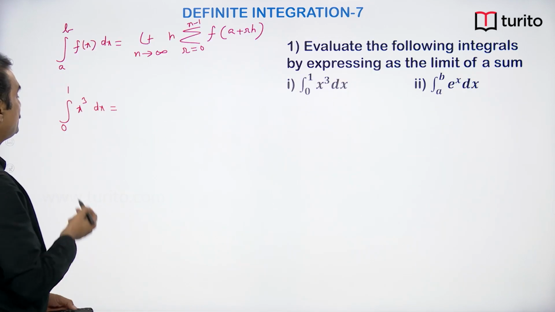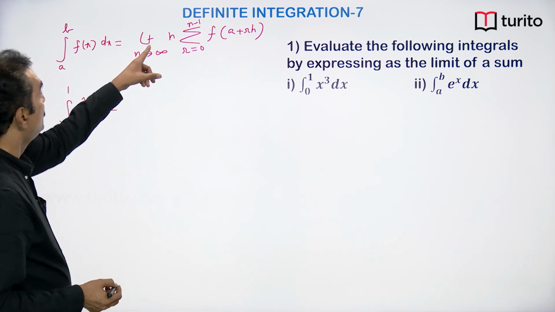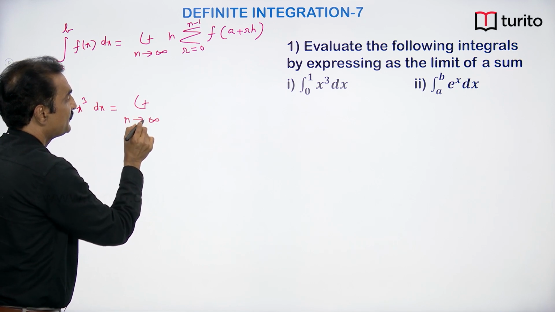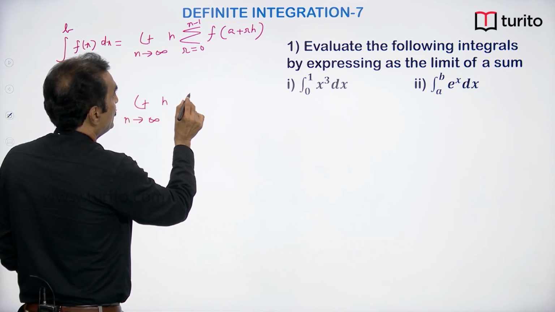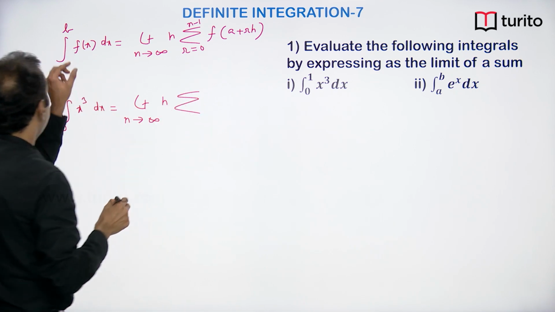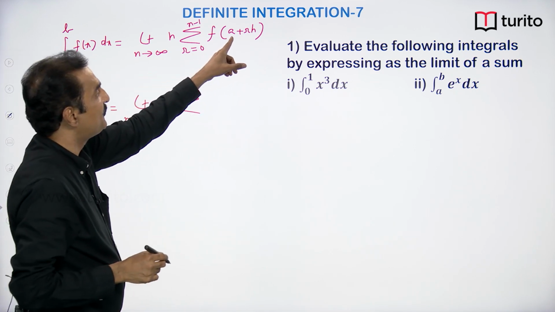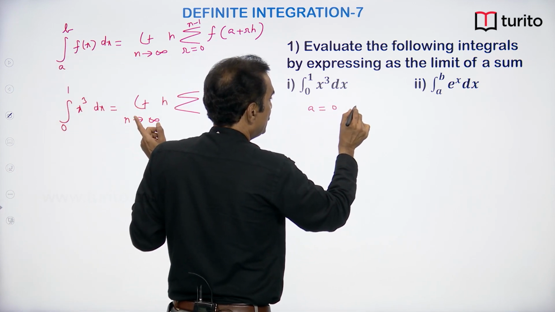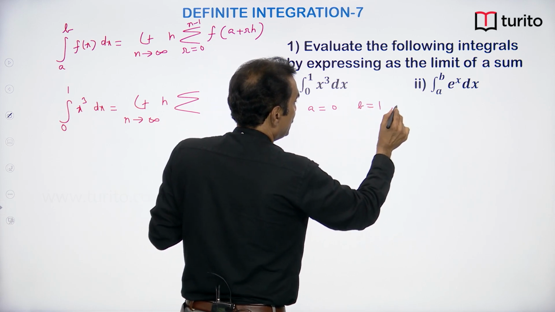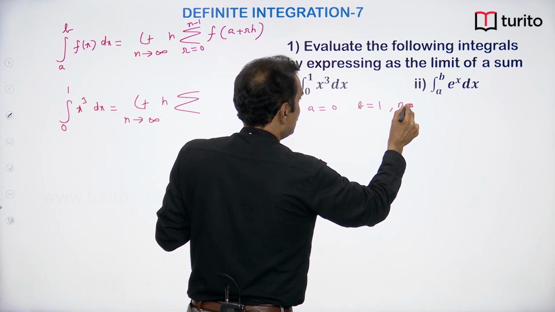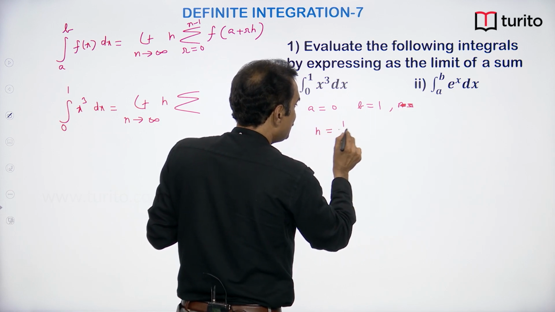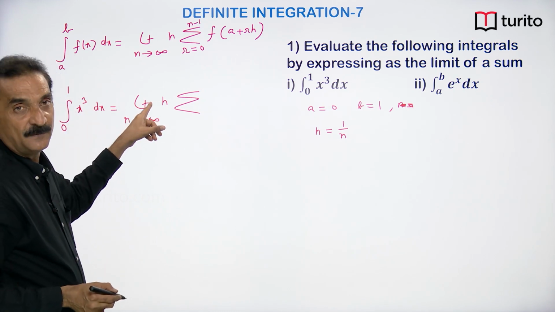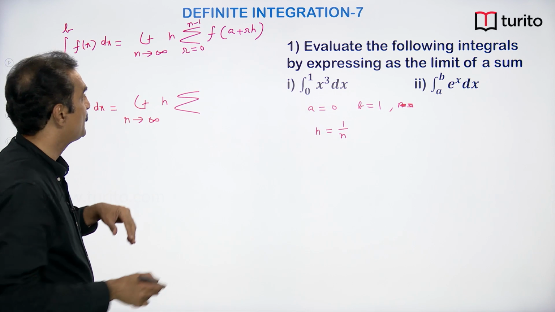So, coming to this question, write limit n tends to infinity h into sigma f of x is x cube. So, what is f of a plus rh? Here a is 0, b is 1, n is n only. Then what is h? h will be 1 by n. That is why if n tends to infinity, h tends to 0.